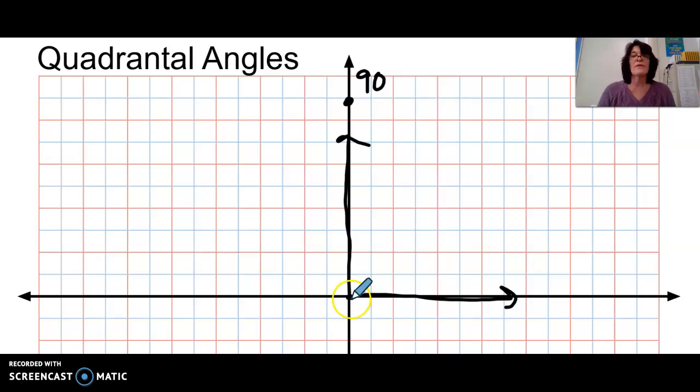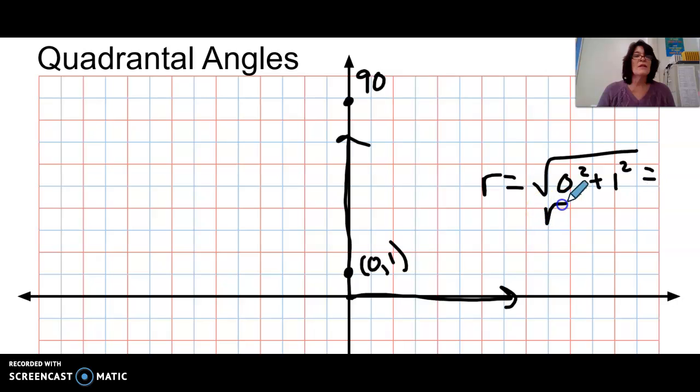Okay, my 90-degree angle, I'm going to pick the point, remember we just saw it's easiest if you pick a small one. I'm going to pick the point 0, 1. Okay, so r would be the square root of 0 squared plus 1 squared. Looks like r is just going to be 1.